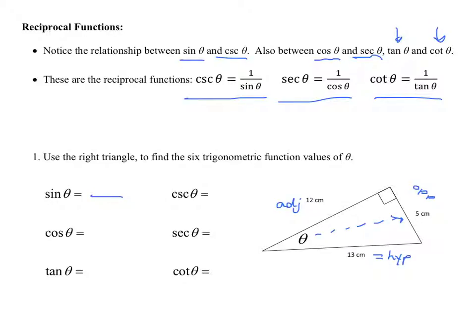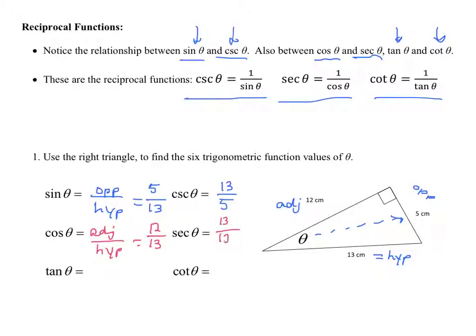The sine is opposite over hypotenuse. So that would be 5/13. Immediately, I can get the cosecant because the sine and the cosecant are reciprocals. So 13 over 5. Now let's do the cosine of theta. That's adjacent over hypotenuse, right? So that's going to be 12 over 13. And do I get the secant? Yeah, I do. It's 13 over 12.